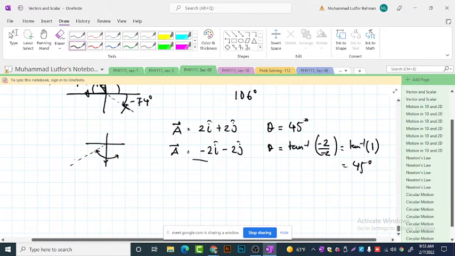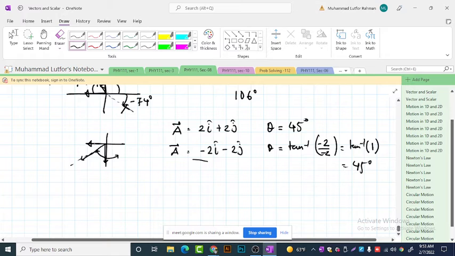But we always have to look at the components. If you look at the components, then you can guess the angle, because this vector's x component is negative, the y component is negative, so definitely the resultant would be in between those two. That would be the position.